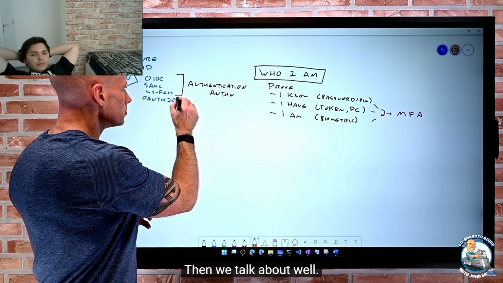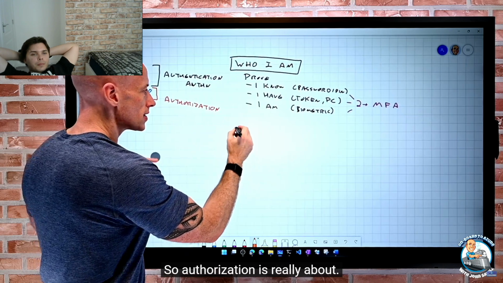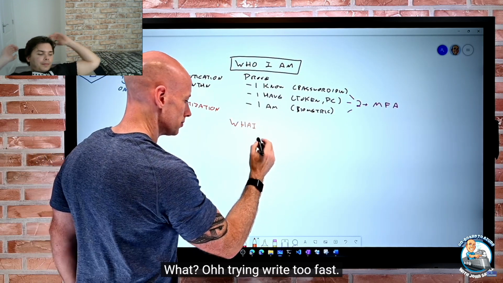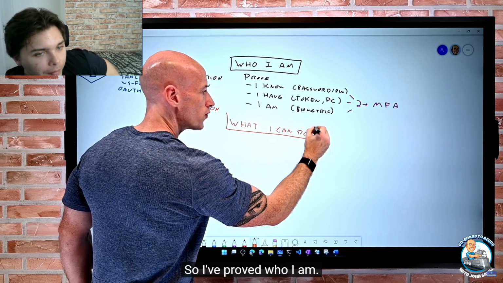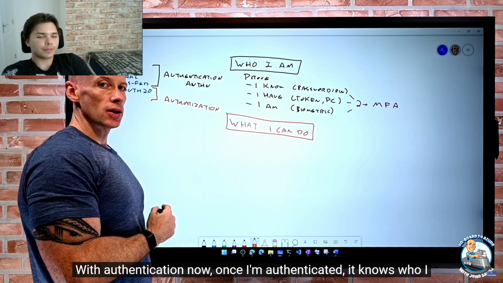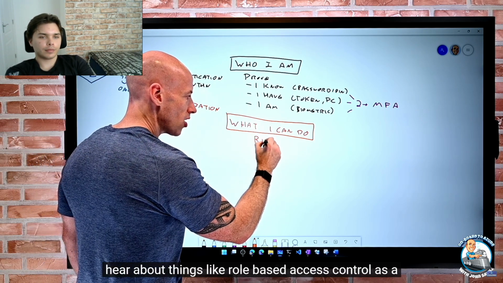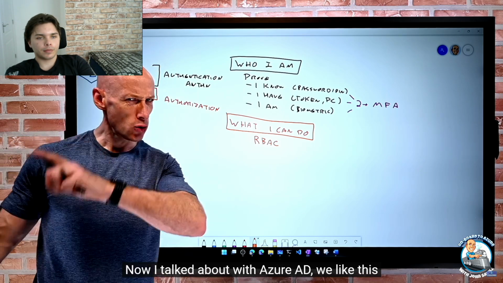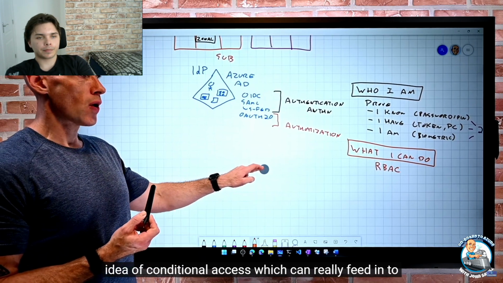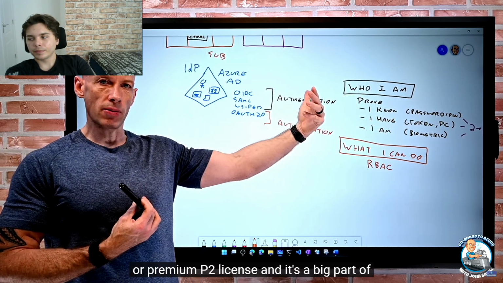Then we talk about authorization. So authorization is really about what I can do. So I've proved who I am with authentication. Now, once I'm authenticated, it knows who I am. Authorization says what I can do. And often we'll hear about things like role-based access control as a whole part of controlling what exactly I can do. Now, I talked about with Azure AD, we like this idea of conditional access, which can really feed in to, like, do I require MFA if I have that Premium P1 or Premium P2 license?